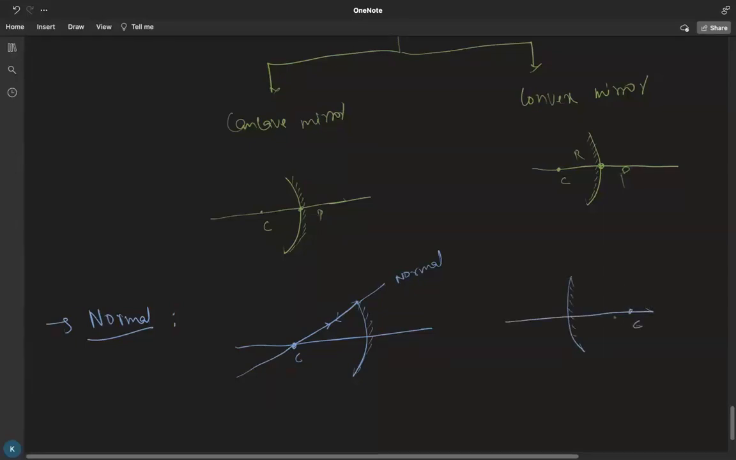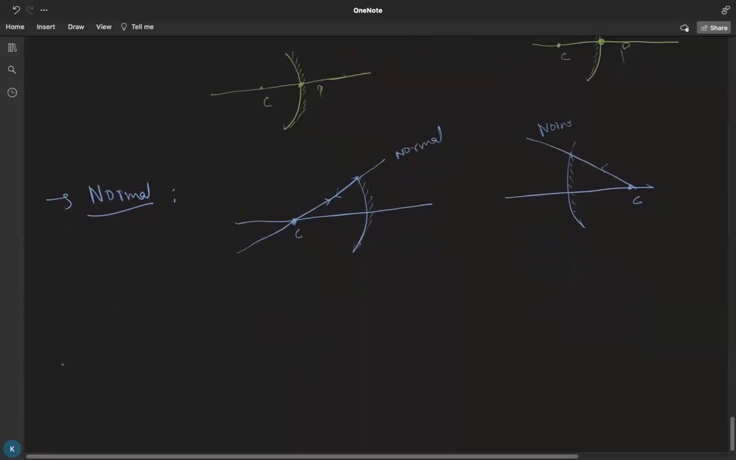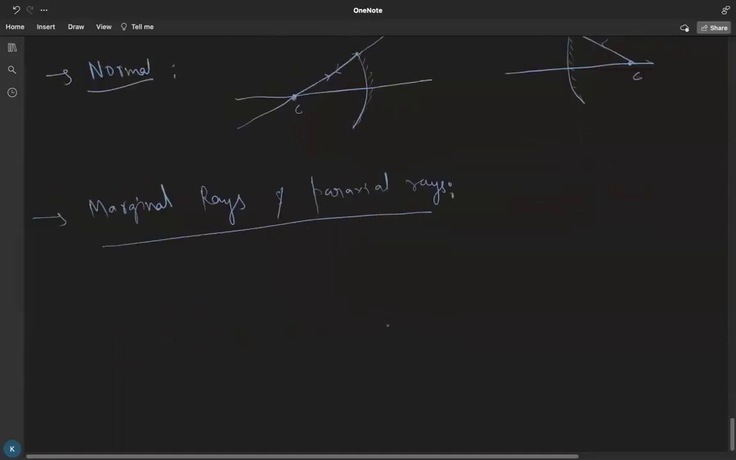There is C, and if the ray of light is passing through this point, it retraces its path. Right. I hope it is clear to all of you. Now let's discuss the next thing, which is termed marginal rays and paraxial rays. So what are these kinds of rays? Let me write it here.